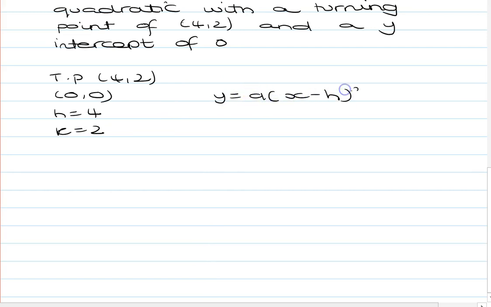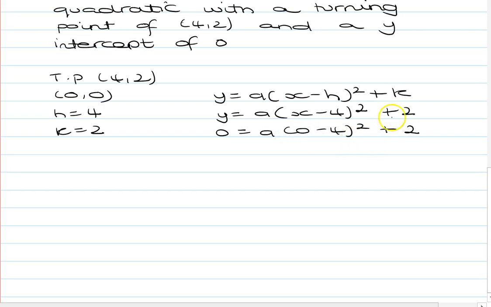So I'm writing down the turning point form. We don't have any knowledge that there's a value of a, but we can't assume there isn't a value of a. So all I'm going to do is substitute what I know. I'm substituting in h, k first, so I've got y equals a(x minus 4) squared plus 2. Now I'm going to use the y-intercept, so I can sub in when x is 0, y is 0. So 0 equals a(0 minus 4) squared plus 2, and I'm going to solve to find out what the value of a might be.